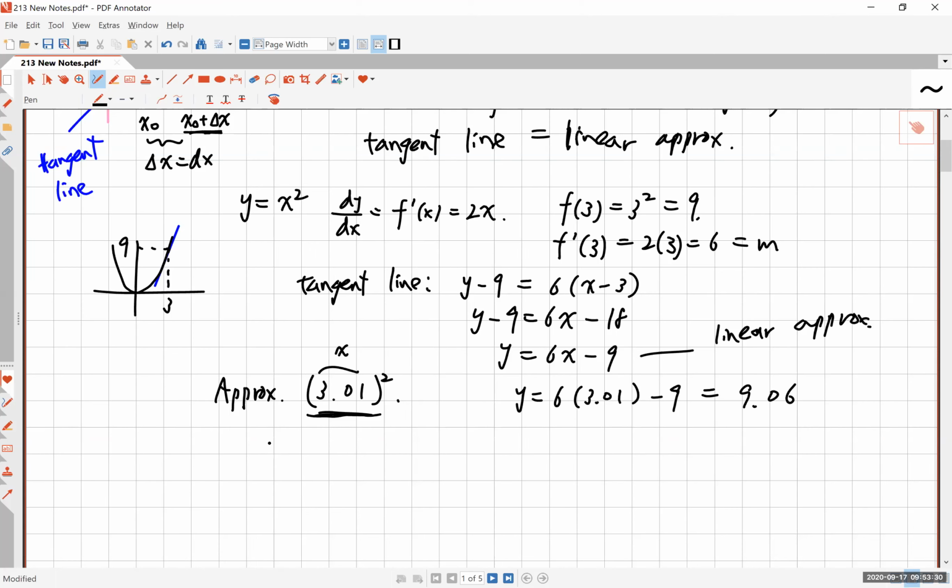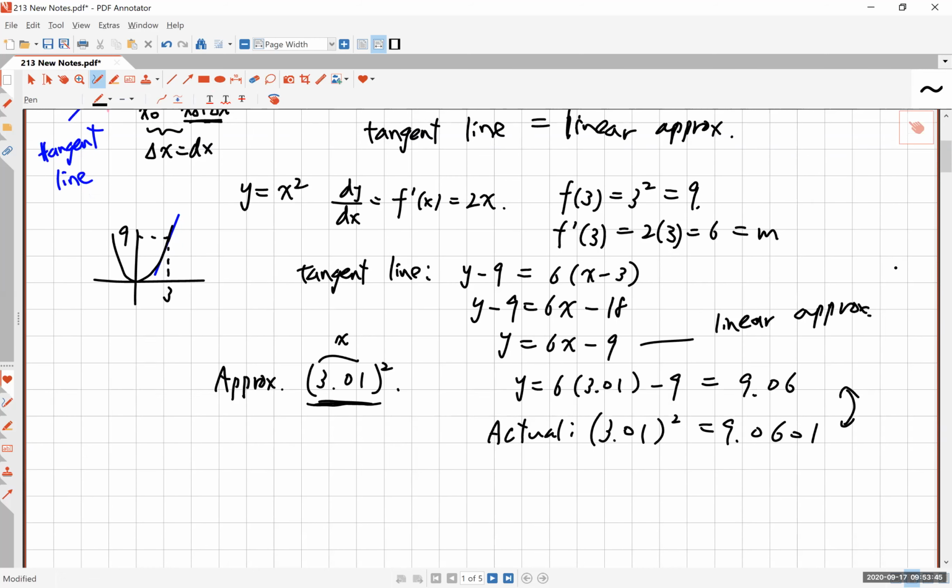The real value, the actual value, is 3.01 squared, and that is 9.0601. So you can see that these are really, really close to each other.